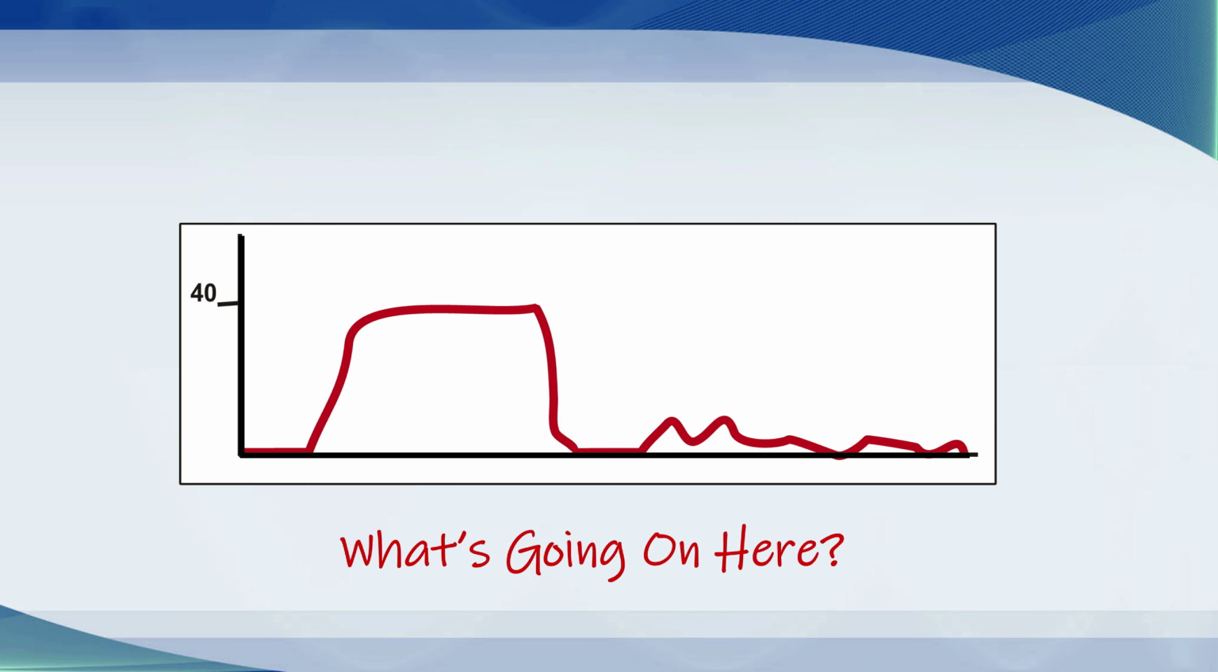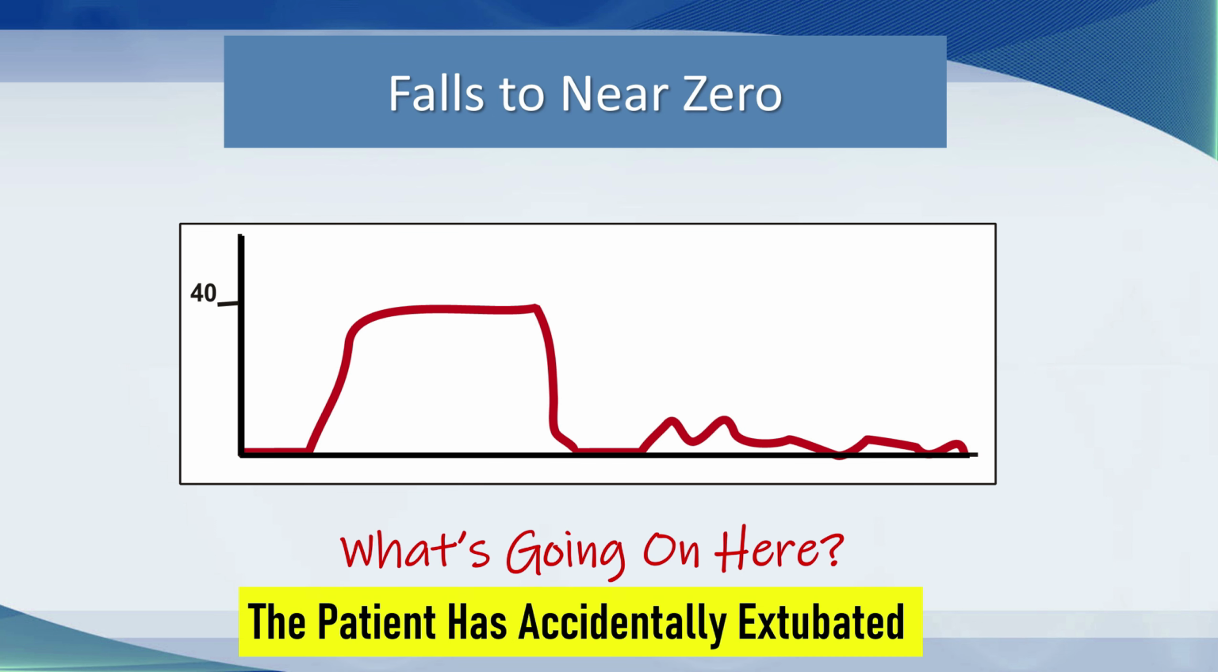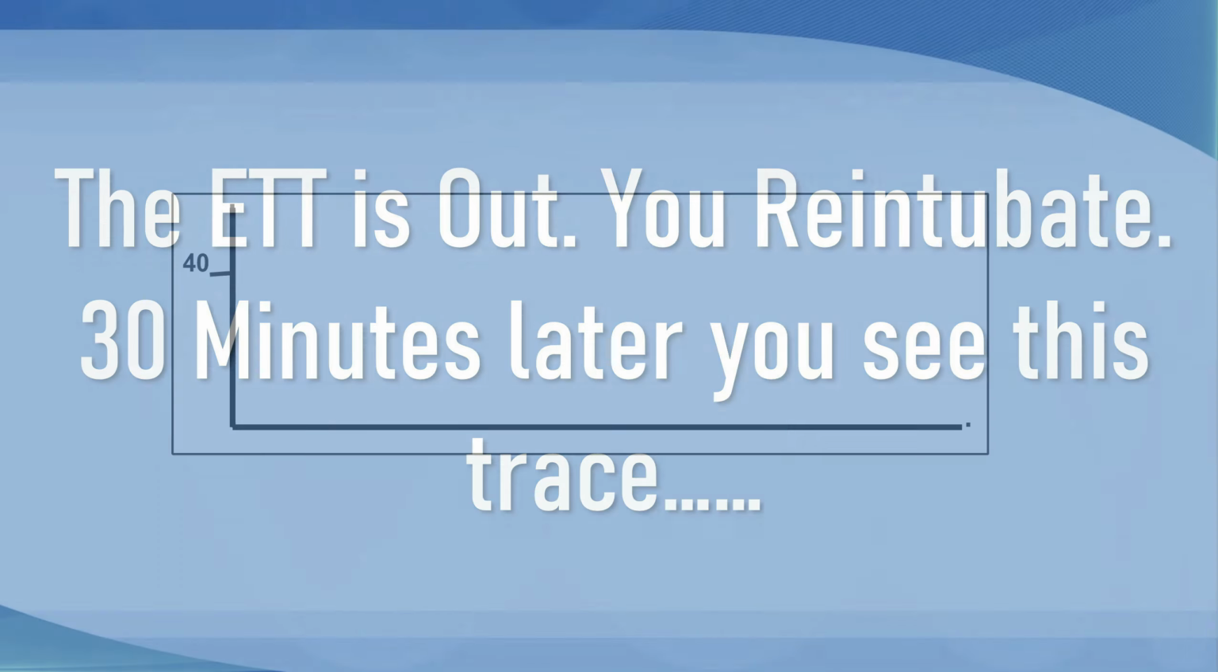So what's going on here? Well, what has happened here is the end-tidal CO2 has essentially vanished. It's fallen to near zero. And what's happened here is you have lost your airway. Something has happened. Either there is a disconnection in the system. So, for example, a heat and moisture exchanger that has fallen off, or more likely the patient has accidentally extubated, and the tube has come out. In this situation, the tube came out and you re-intubate. 30 minutes later, you see the following trace.